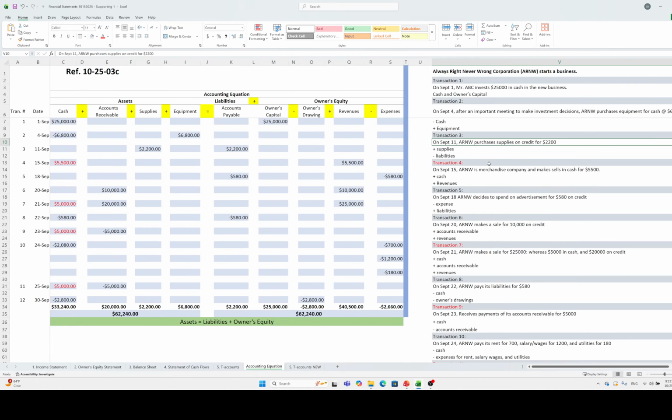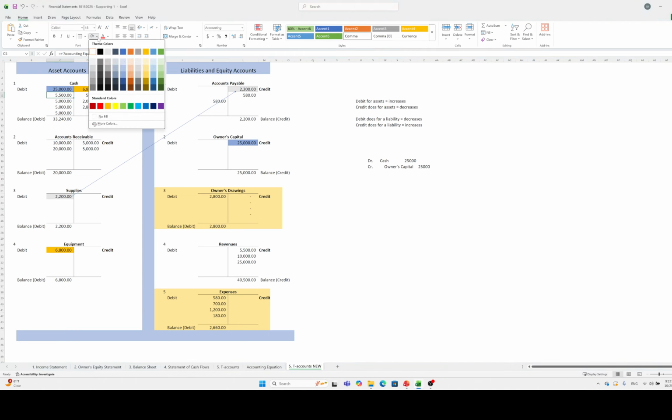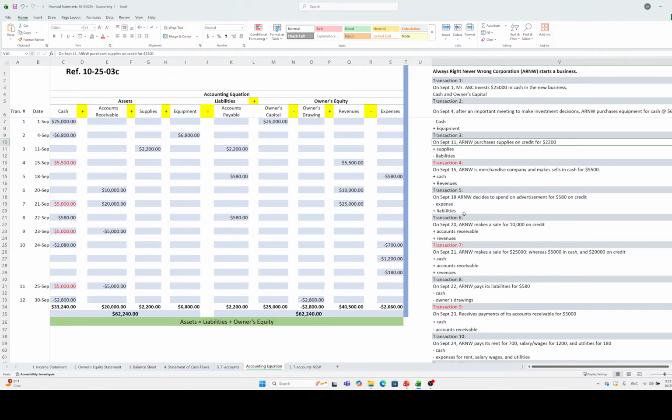Then we've got transaction number 4. The company makes sales for $5,500 in cash. So we go to sales with $5,500. You see that $5,500, the cash is debited by that amount, and then we should have the same amount for revenues, which is here, $5,500. Then the next transaction number 5.